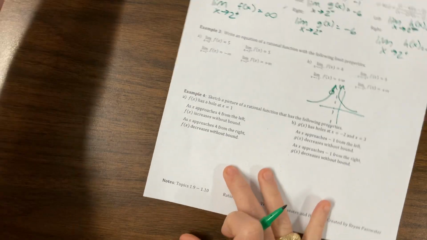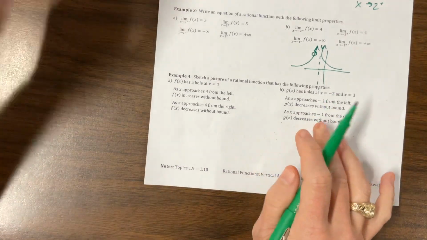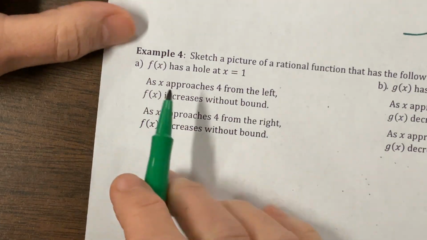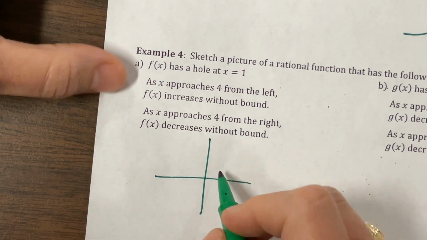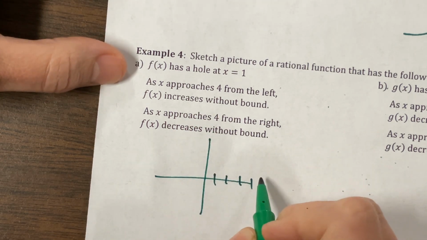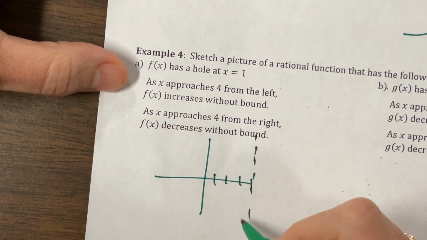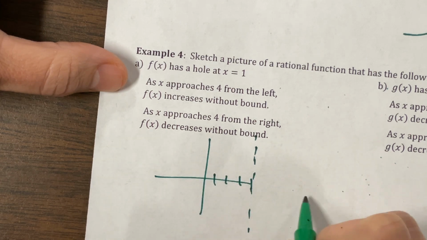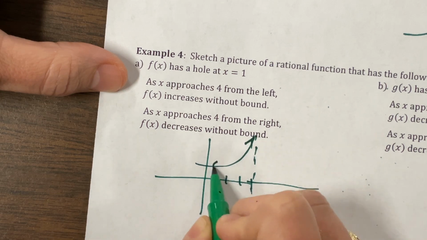Let us keep going. Sketch a picture of a rational function that has the following properties. Oh, that might be nicer, just sketching a picture. It has a hole at x equals 1. As it approaches 4 from the left, f of x increases without bound. As it approaches 4 from the right, it decreases. So we're doing this, and we're doing this, and they said we have a hole at 1.